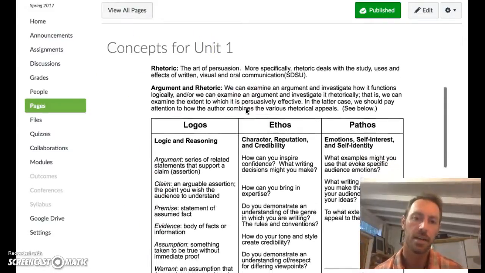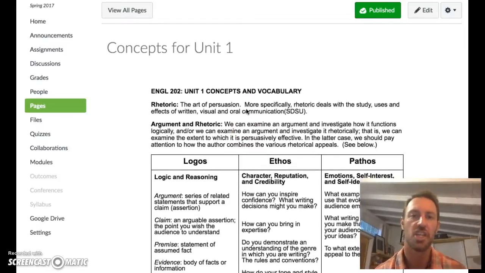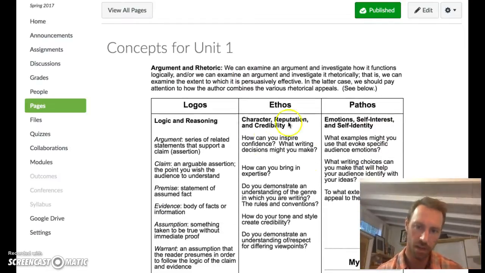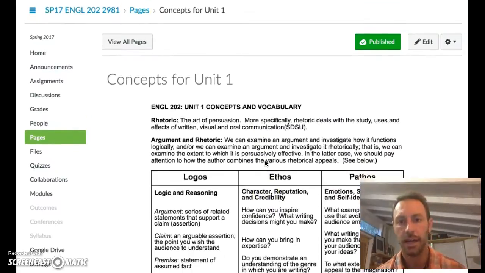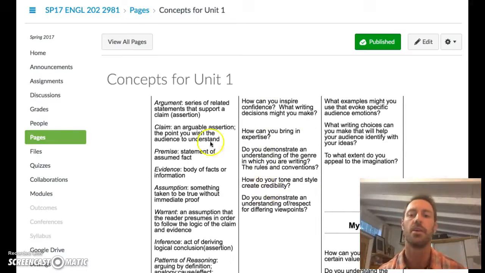I've provided this document here because it's a cheat sheet of sorts. It gives you all of the concepts that we'll be using throughout this first unit, when it comes to building arguments, when you're building your op-eds, and also when it comes to analyzing arguments or breaking them down. Here are the sorts of things that we'll be looking for.